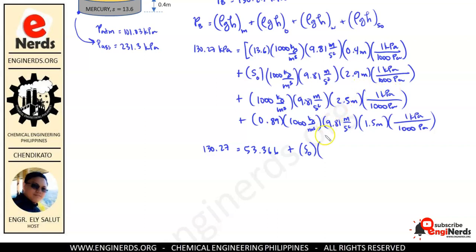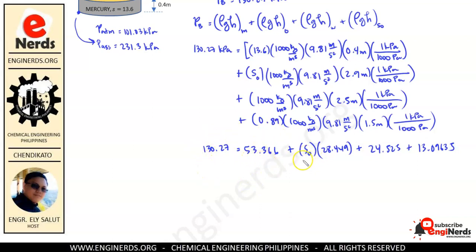This is equal to 28.449. And then plus 1,000 times 9.81 times 2.5 divided by 1,000. This is equal to 24.525. Then plus 0.89 times 1,000 times 9.81 times 1.5 divided by 1,000. This is equal to 13.09635. Okay, so we will work out our given, no?